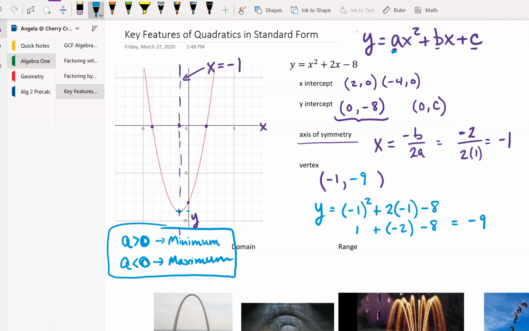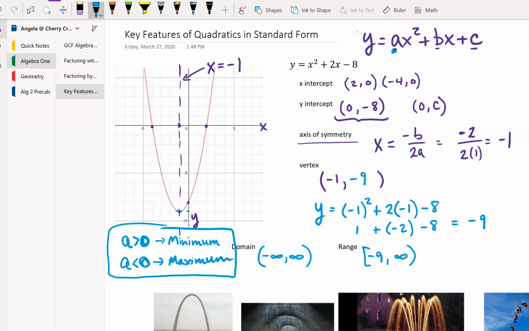Okay, I kind of drew through my domain right here. I'll just jot these down real quick. We're not going to go into a huge discussion of domain and range at this point in time, but our domain is -∞ to infinity, and it looks like our range, because we start seeing our graph here at -9 on that y-axis, is going to be from -9 to infinity.